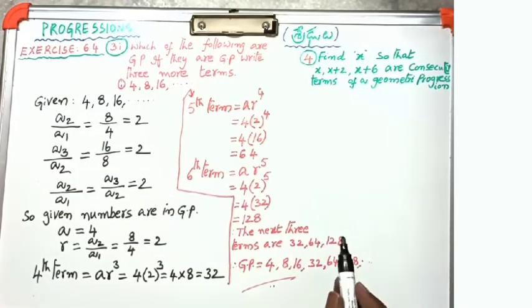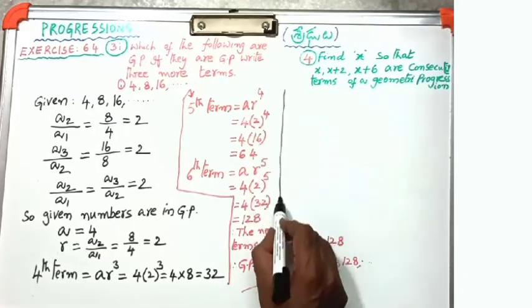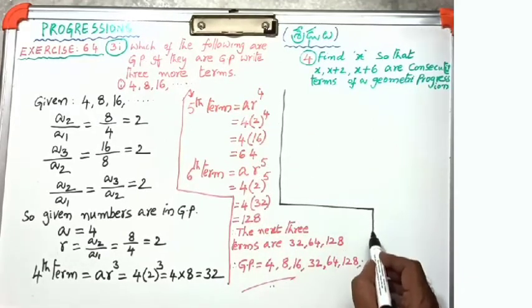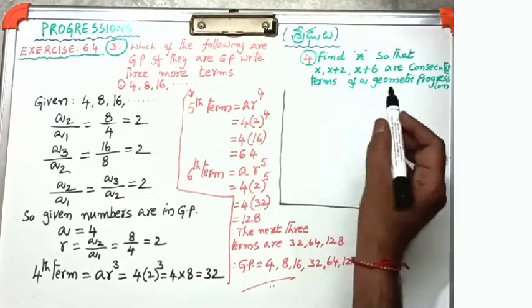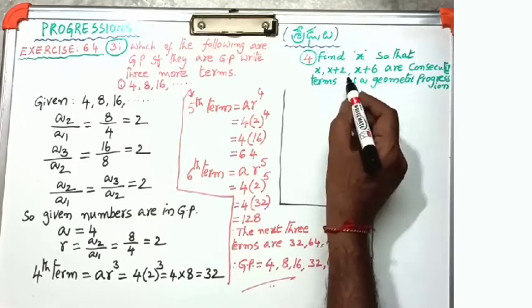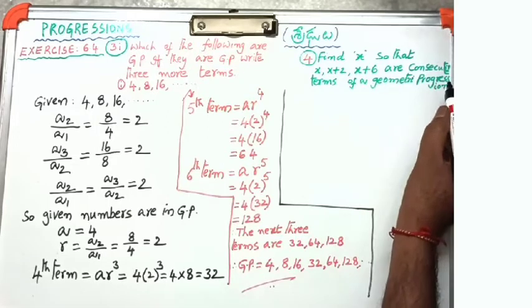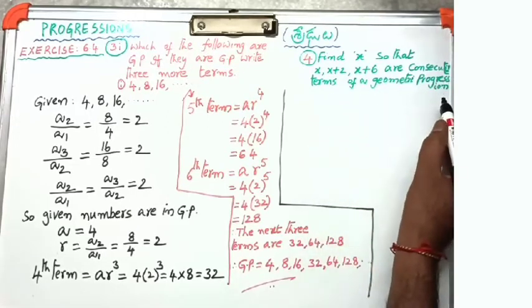And next, what about the fourth problem? Please follow me. Find x so that x plus 2, x plus 6 are consecutive terms of a geometric progression.